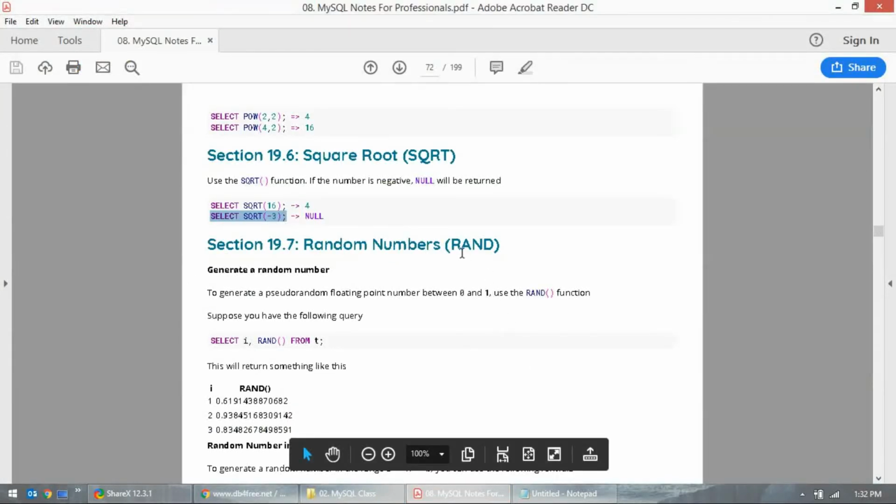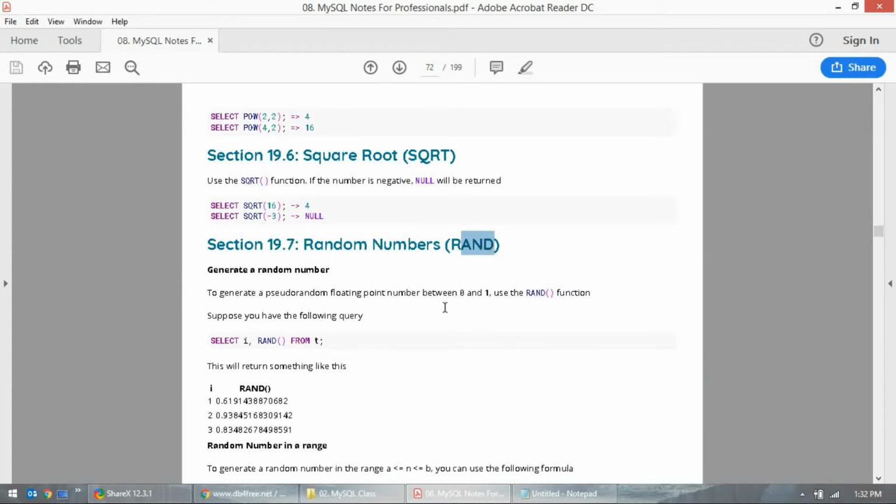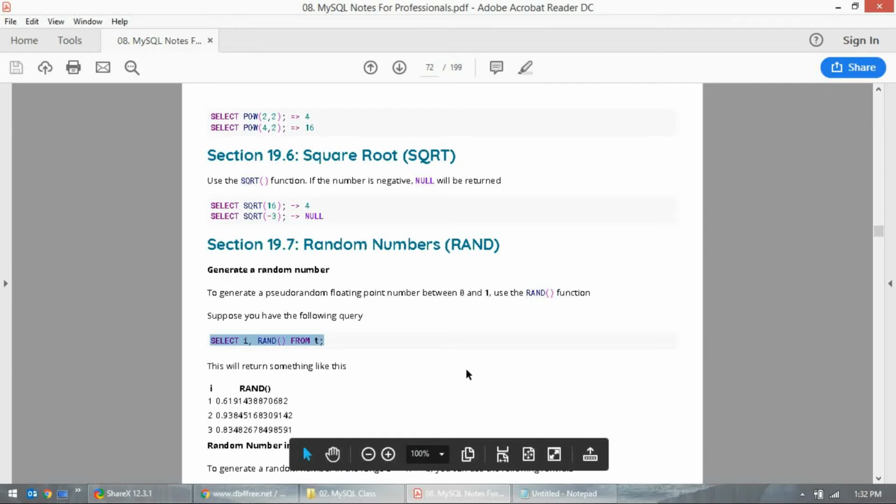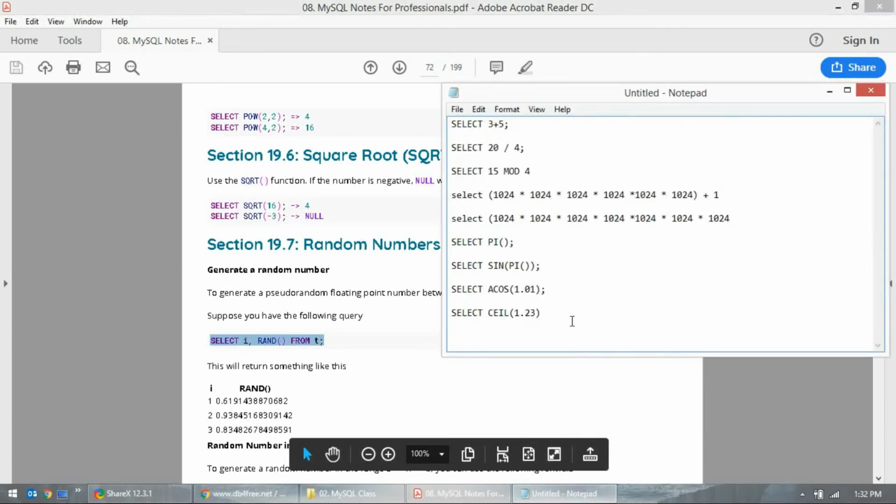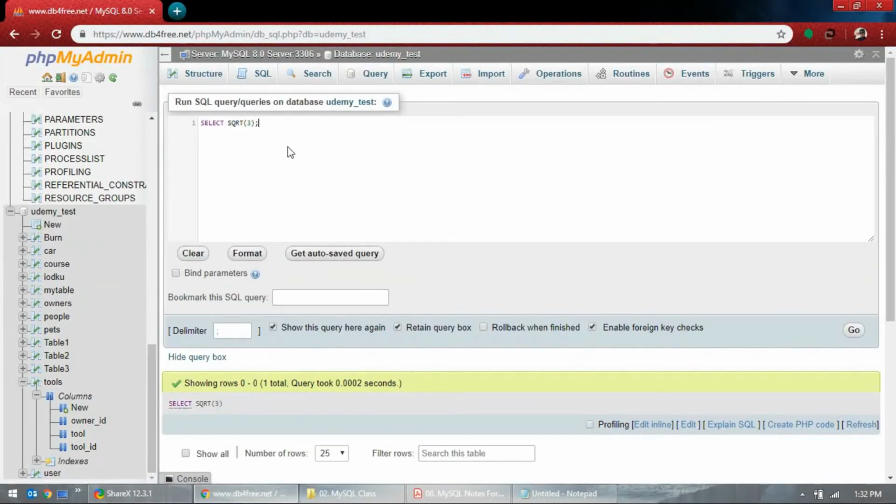Then you have this function called rand, the random number generator. Let's say you want to generate a random number. This is rand. This means generating a random number.